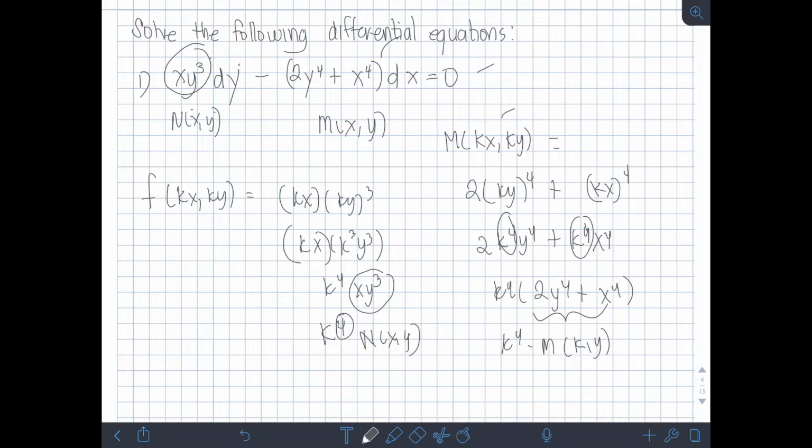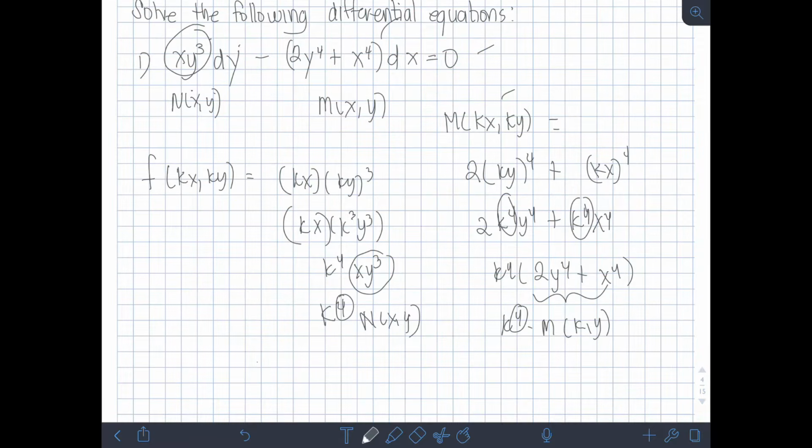So, therefore, homogeneous din kasi meron itong multiplier na k raised to an exponent which is 4 din. So, therefore, homogeneous nga itong differential equation natin. So, pwede natin i-apply yung sinabi nating steps dun sa pag-solve dito. So, piliin natin kung ano yung represent natin. Is it y equals vx or x equals vy?